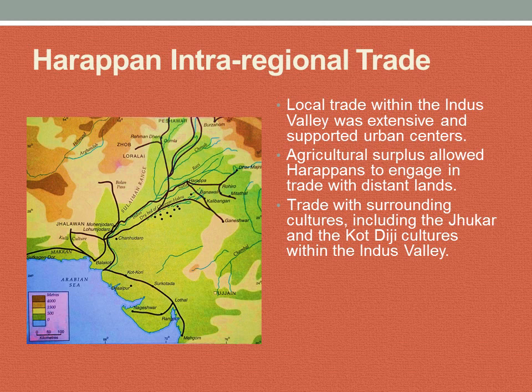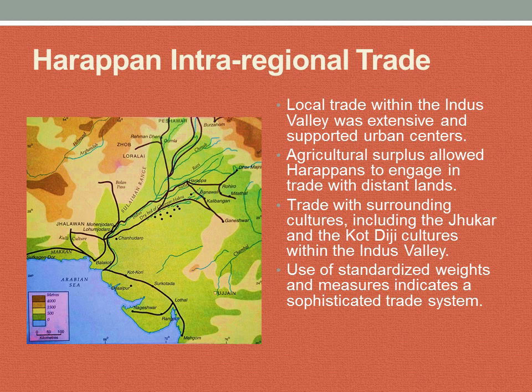Trading with surrounding cultures including Jhukar and Kot Diji cultures within the Indus Valley. So even though Indus is a large area, Jhukar and Kot Diji cultures are on the periphery of the Indus Valley boundary. Hence there was trade with surrounding cultures also.